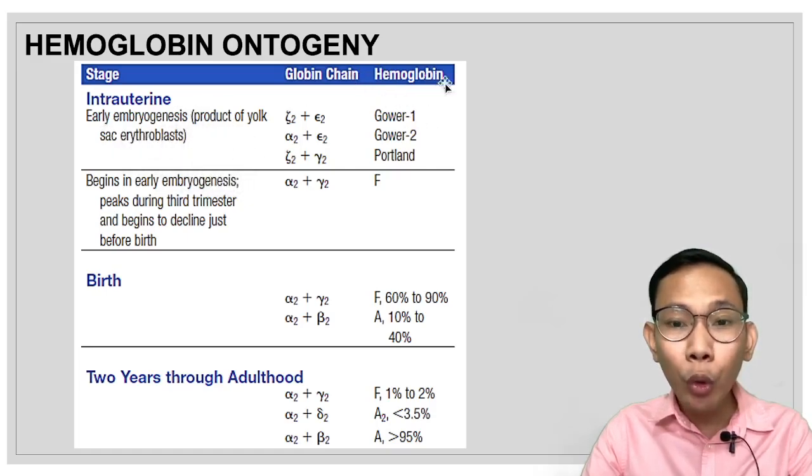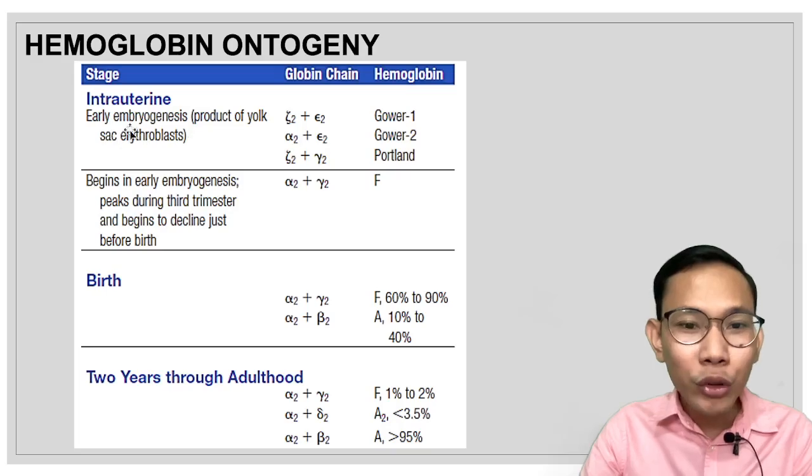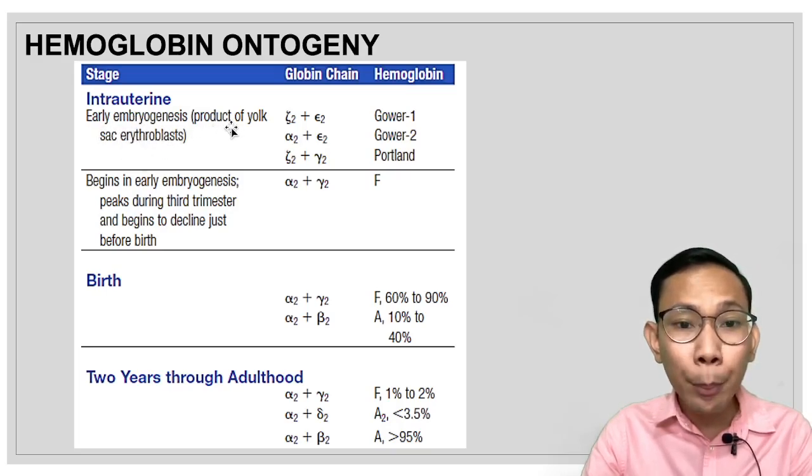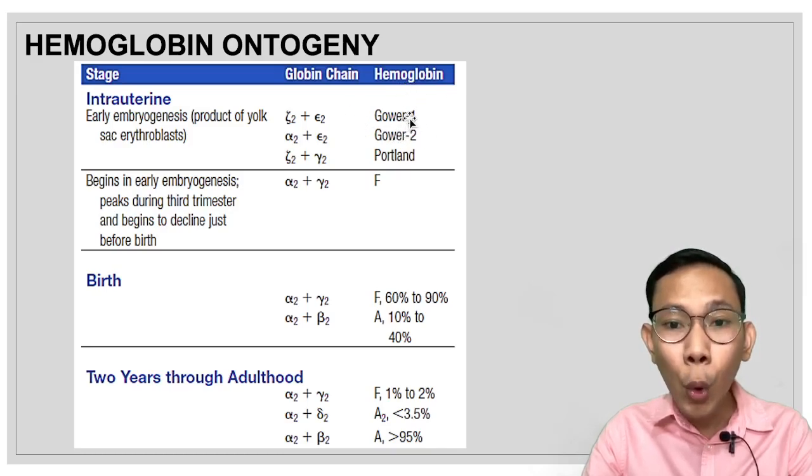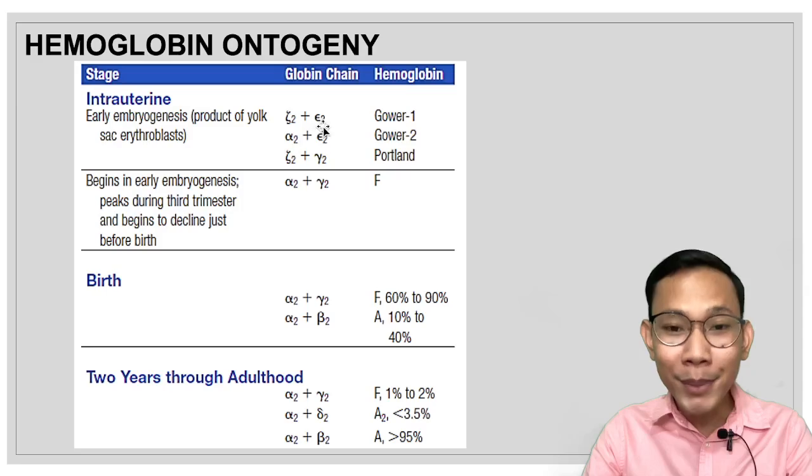ang types ng hemoglobin natin is usually your Gower 1, Gower 2, and Portland. So remember, during early embryogenesis, the product of your yolk sac erythrocyte, ang hemoglobin, tawag dyan is your Gower 1, Gower 2, and Portland. And then, anong mga globin chains ang compose ng ating Gower 1? It's your zeta and your epsilon. How about your Gower 2? Your Gower 2 is your alpha and your epsilon. And then your Portland is your zeta and gamma.